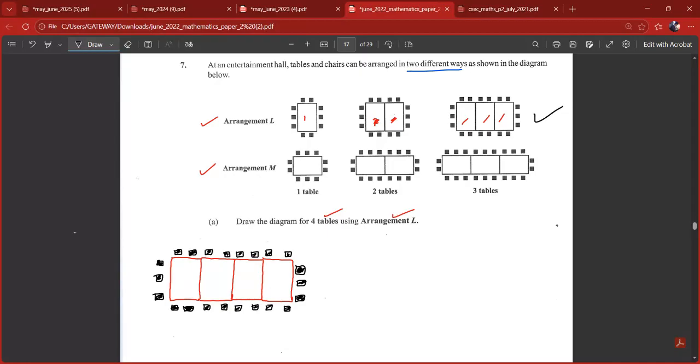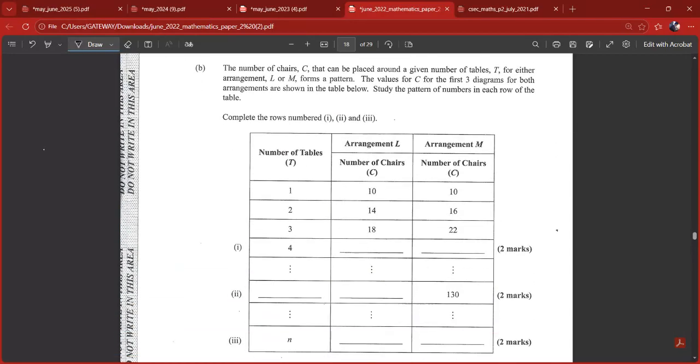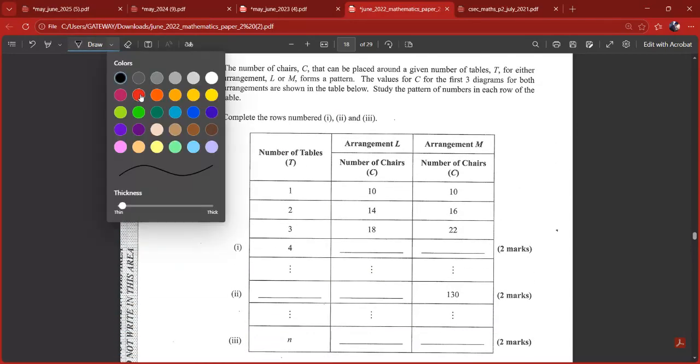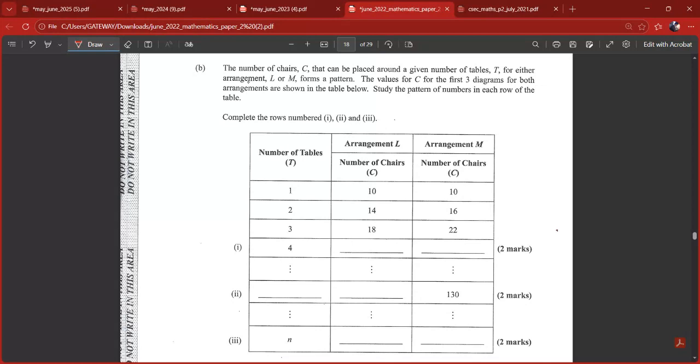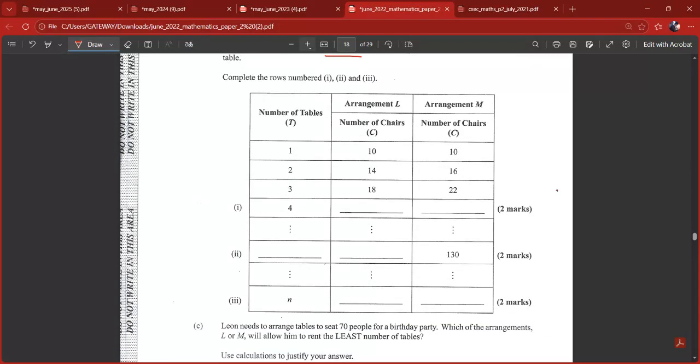Right, so something like that, right? So going on to the next part now. So let's say in part B, the number of chairs C that can be placed around a given number of tables, capital T, for either arrangement L or M forms a pattern. The values for C for the first 3 diagrams for both arrangements are shown in the table below. Study the pattern of numbers in each row of the table. So you have to complete the rows numbered 1, 2, and 3.